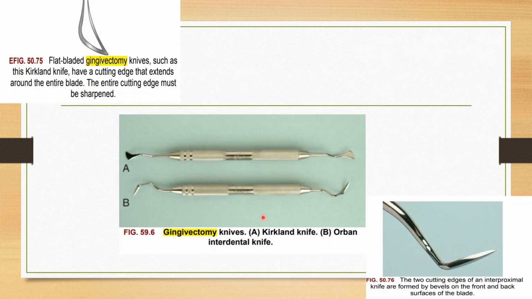So coming to the details of gingivectomy knives, as you know, this is the Kirkland knife. It is a kidney shaped knife and has a cutting edge that extends around the entire blade. So this is the entire blade, and the entire cutting edge must be sharpened. And this is the Orban's knife. You can see that it has two cutting edges, an interproximal knife. They are formed by bevels on the front and back surfaces of the blade.